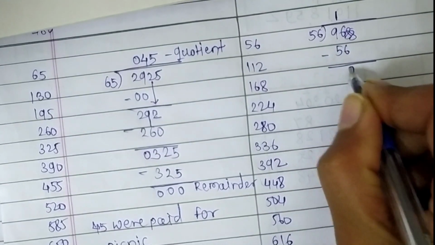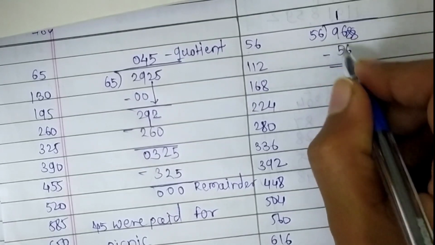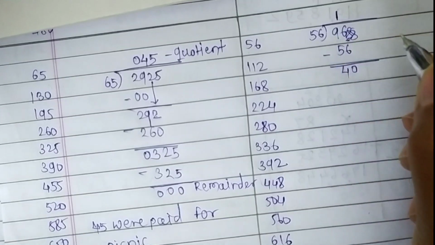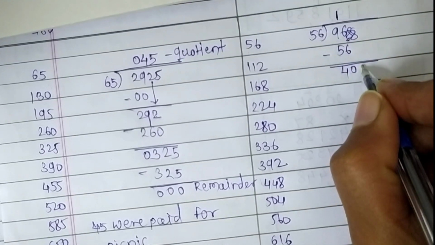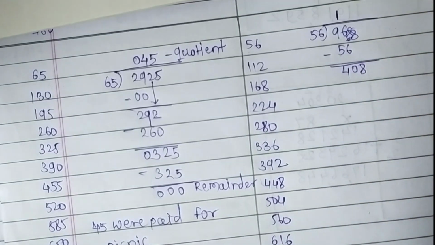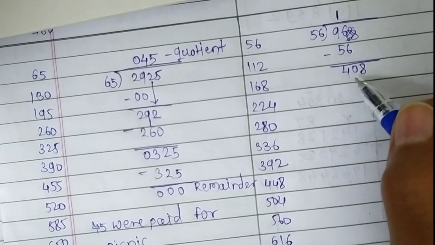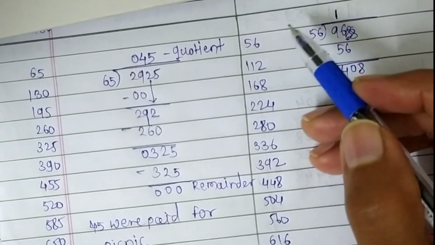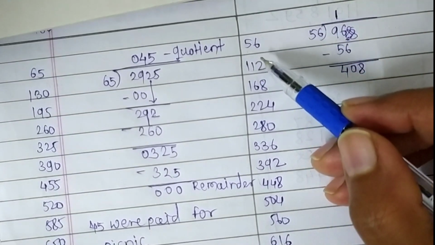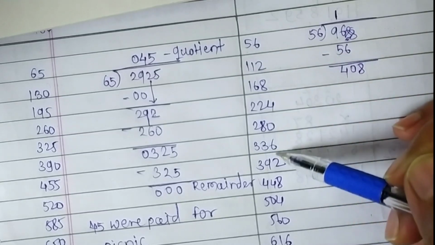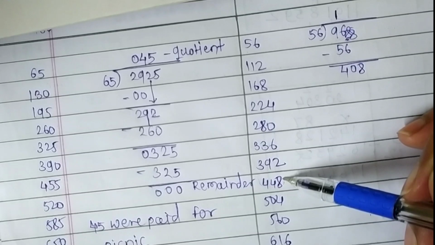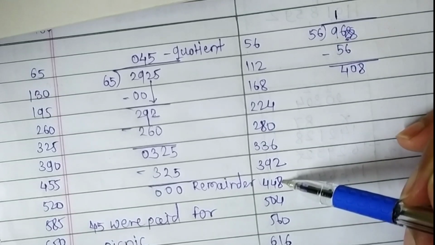The number we get is 9 minus 5, it's a 4. Now we have 8 on the tens place. Just write here 8. Now here the number is 408. Let's find out the number nearest to 408 in the 56 table. Here is 448. This is bigger than 408.